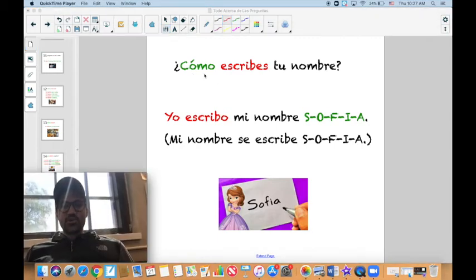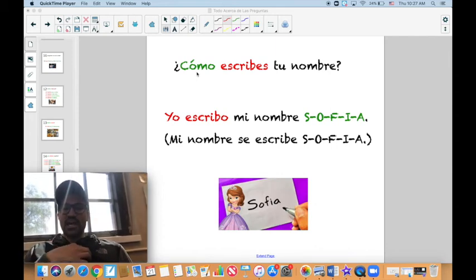Okay. When the question word is cómo, how, this is like the most difficult question to respond to because you need a lot of vocab, see? So I figured one vocab that we all have are letters of the alphabet, see? So if I ask, ¿Cómo escribes tu nombre? How do you spell your name? You could reply, Yo escribo mi nombre, and the letters, letter by letter. ¿Cómo, how, escribes, do you write, tu nombre, your name? Yo escribo mi nombre, S-O-F-I-A.